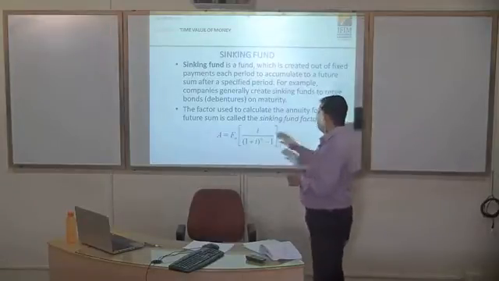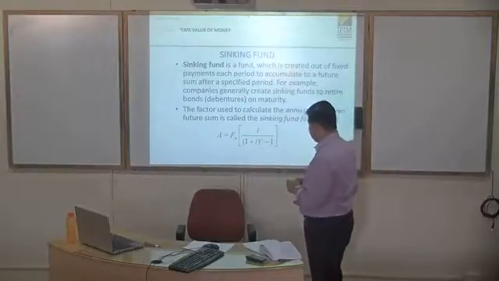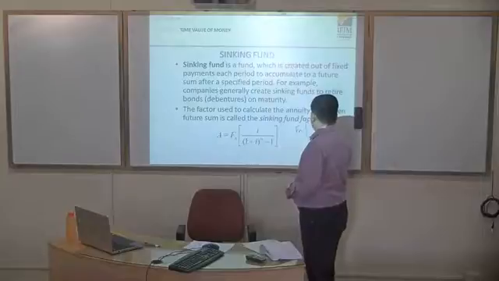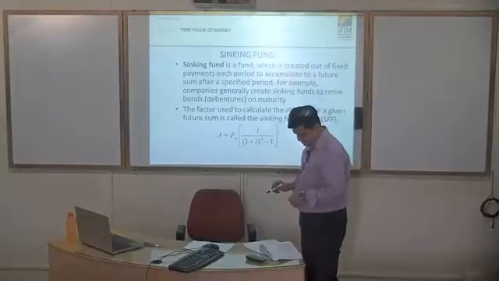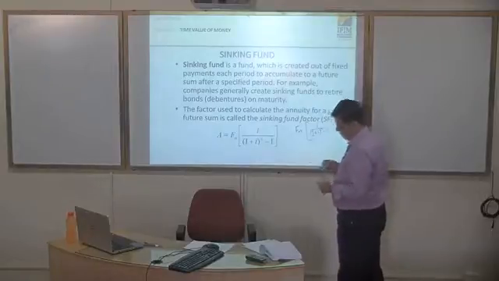The factor used for calculating the annuity for a given future sum is called the sinking fund factor. So this is the sinking fund factor: Fn times i divided by (1 + i)^n minus 1. Little confusing? This is the reciprocal of the annuity that we did.